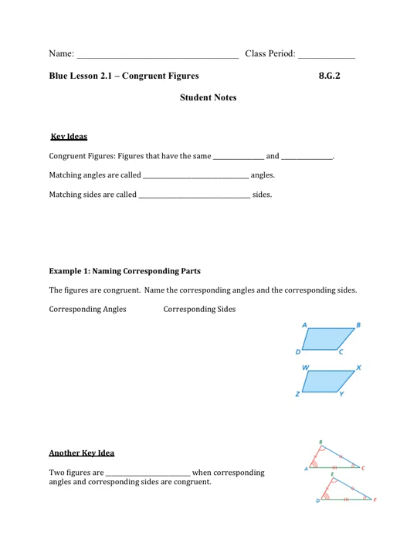First, we have some key ideas. Congruent figures are figures that have the same size and also the same shape. Matching angles for congruent figures are called congruent angles. And matching sides in congruent figures are called congruent sides.